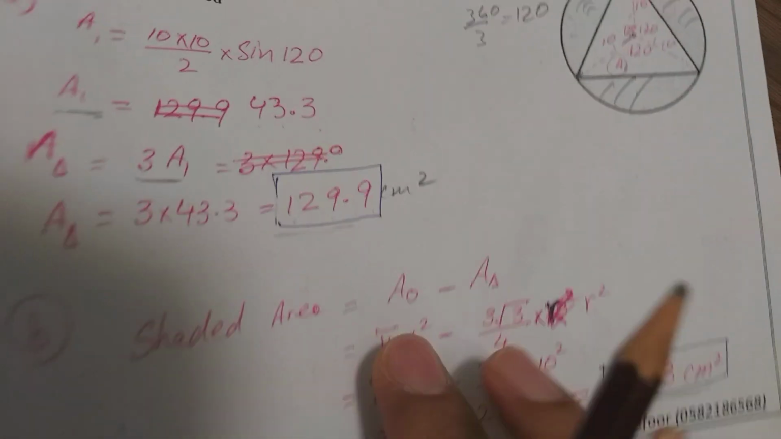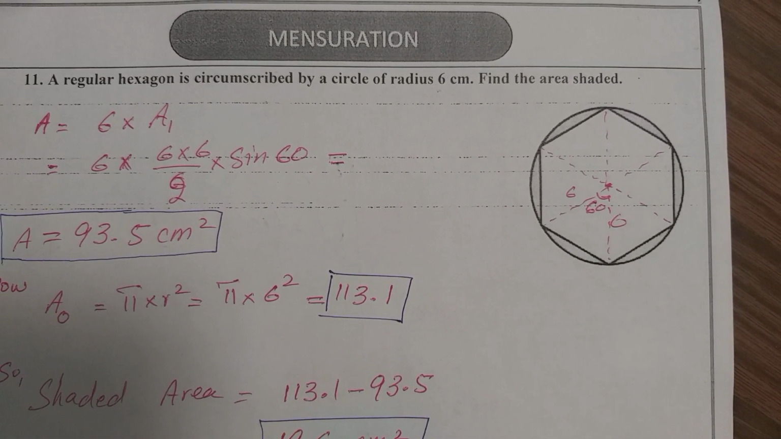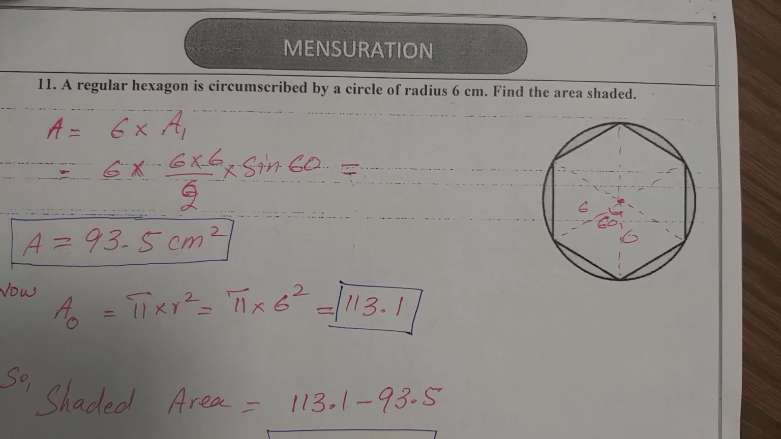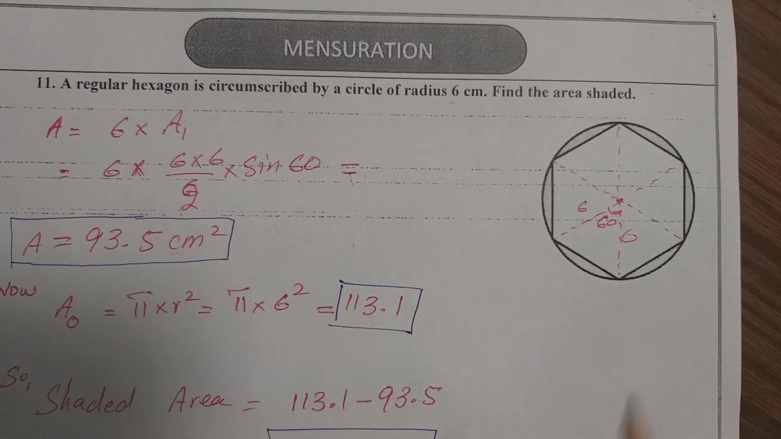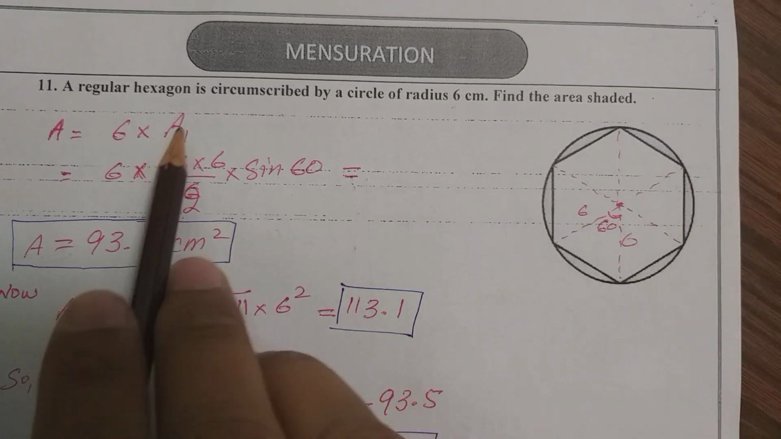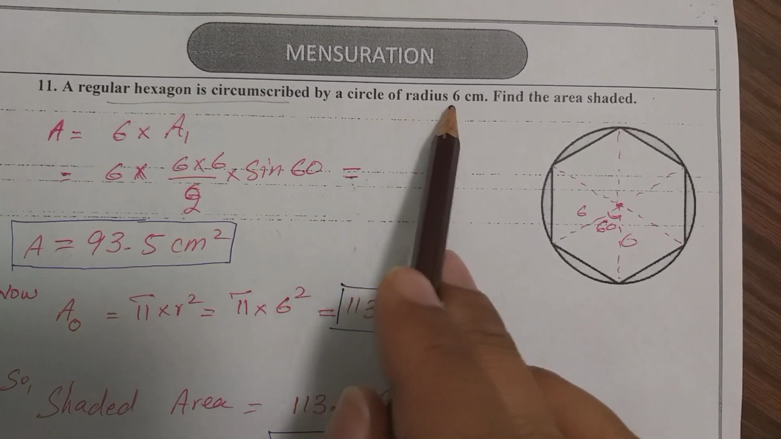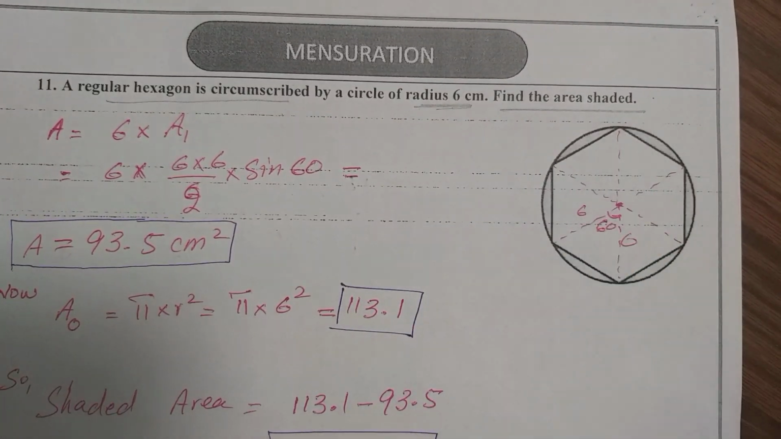Okay, last page of the sheet, which is page number 9, question number 11. In this question, again, like the previous question, there is a triangle in the circle, but here hexagon in the circle. So from center to the circle, mention it is a regular hexagon, which is circumscribed by the circle of the radius 6 centimeter. Find the shaded area.